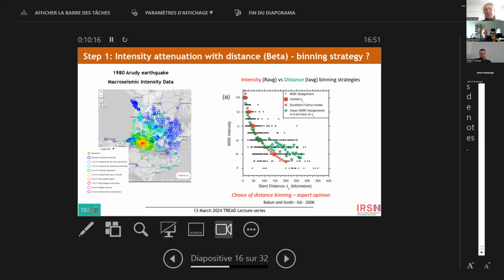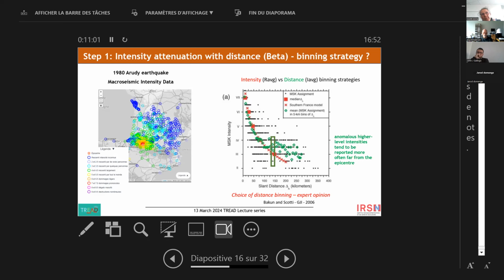So an example of expert decision is right here. There are two ways in which one can describe intensity attenuation with distance. You either take the mean of each intensity level, you look for the mean distance, or for each distance, you look for the mean intensity. So the green one is called distance binning, and the red one is called intensity binning. And as you can see, depending on which way you do this averaging, you will get a different shape, especially at higher distances.